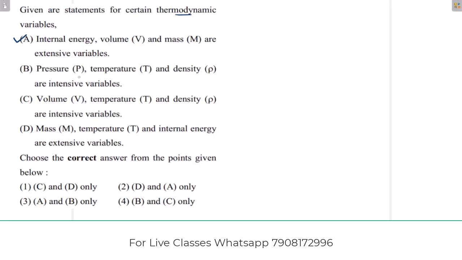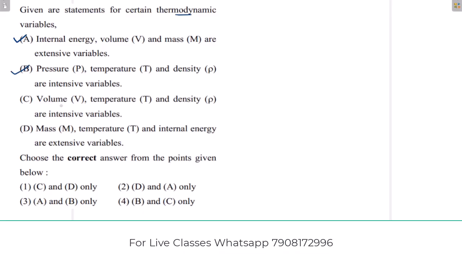So pressure does not depend on the size, temperature also does not depend on the size of the body, density does not depend on the size. Density is mass divided by volume, mass is extensive, volume is extensive, but they cancel, so density is independent of the size. So B is also true, that is these are independent of the size of the body, so these are intensive variables, so B is correct.